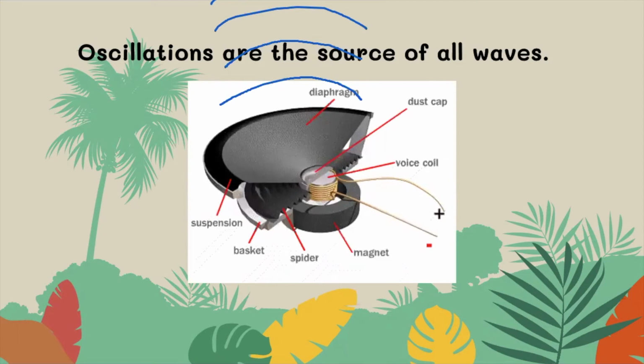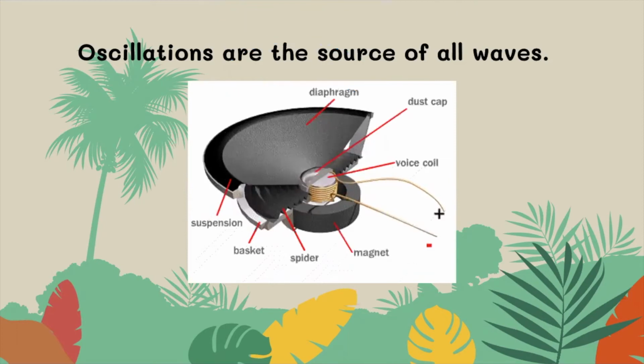So oscillations are the source of all waves. So if I can start with some sort of thing in oscillating motion, and it pushes on the air or the water or the earth around it, then you can create a wave.